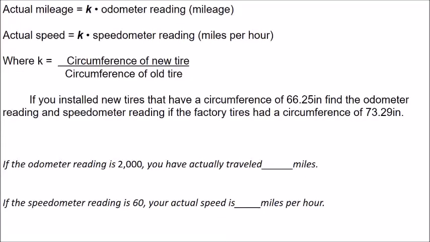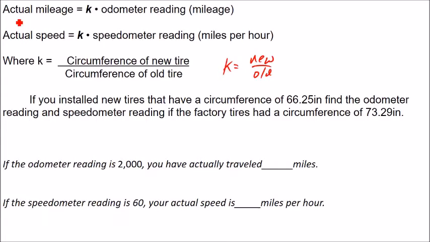Okay, we're going to go over a quick example of finding and using the K value for the tires. The K value is, again, the circumference of the new tire divided by the circumference of the old tires. Again, that's new over old. Now, the K is used when finding the actual mileage when you change the size of your tires, or finding your actual speed, again, when you change the size of your tires.